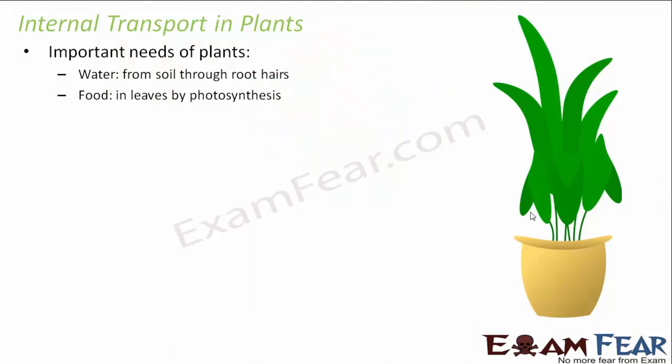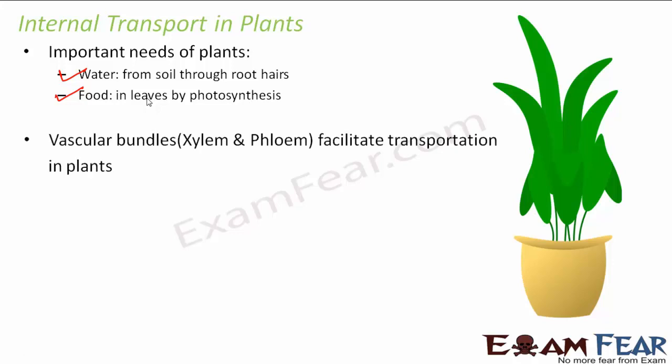So what are the most important needs of the plant? Water and food. Water, which is obtained from the soil through root hairs, and food, which is prepared by the leaves by the process of photosynthesis and stored in the leaves. So who takes care of this transportation? The vascular bundles, that is xylem and phloem tissues, facilitate transportation in plants.